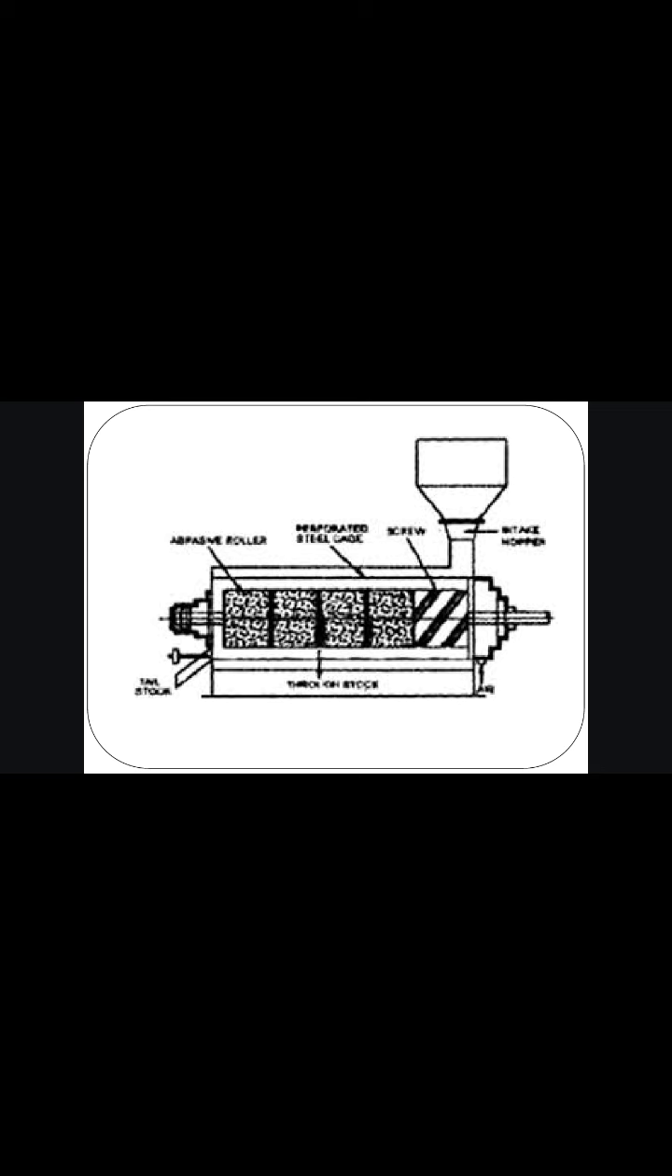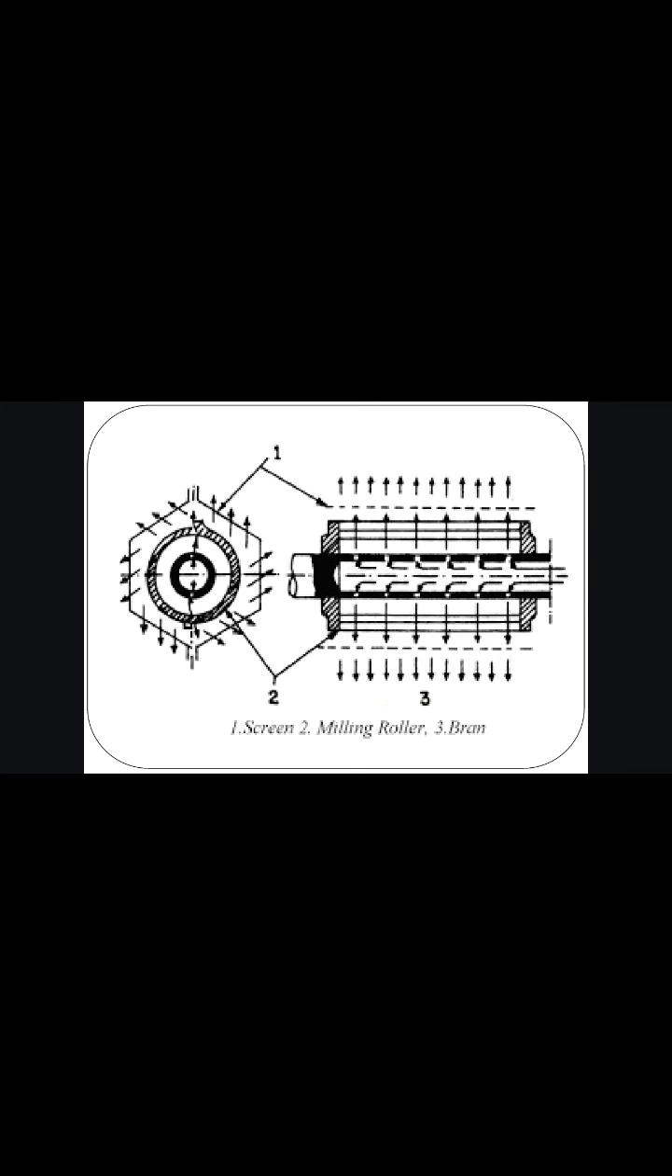This is the horizontal abrasive polisher. It consists of a feed hopper, conveyor mechanism inside, abrasive rollers, and outlets. One indicates the screen, second indicates the milling roller, and third indicates the bran.